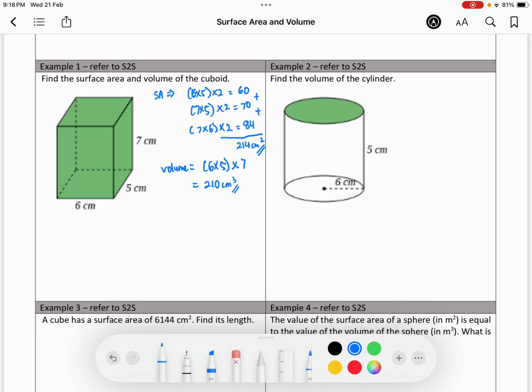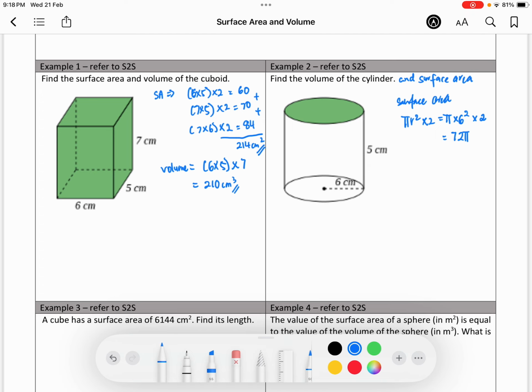Okay, example number 2. This one, find also the surface area. So we're going to find the surface area first. For this cylinder surface area, there are two shapes. One is the circle, which is pi r square, and there are two of them. So substitute it. Radius would be 6 square, and then multiply by 2, and you get 72 pi.